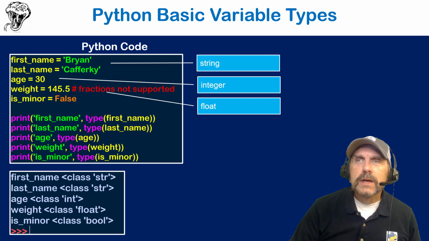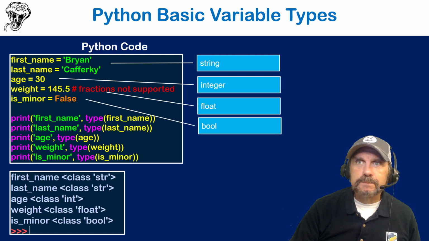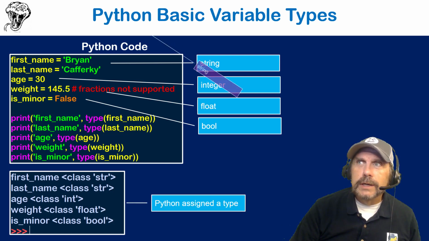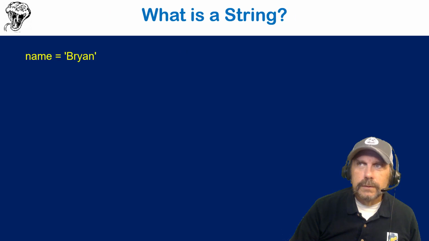We have weight, which has a decimal value, right? So that becomes a float in Python, which means floating decimal point. And then we have this variable is_minor, and we set it to false, and that's a Boolean value. So those are the four simple types that we can work with in Python. And we have a bunch of print statements below that. I just wanted to cover that, but what we're going to be talking about here is strings.